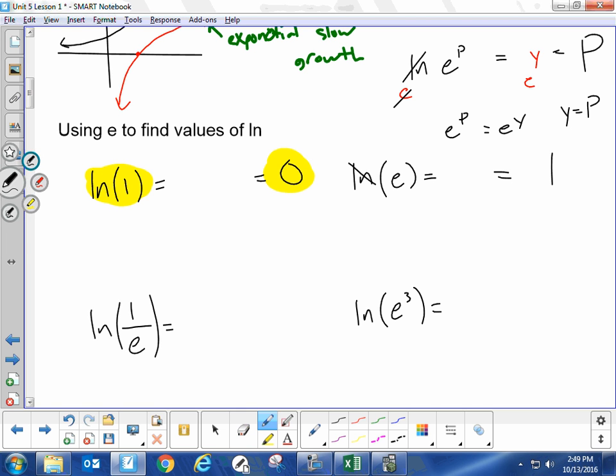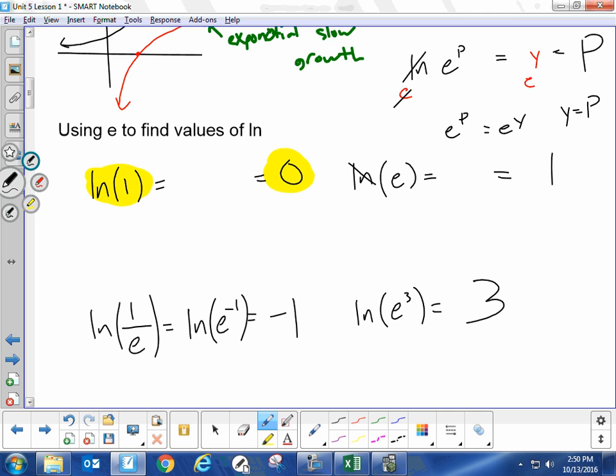The log of e cubed is just 3. Simple. The log and e essentially cancel each other out. Just leaves me 3. What about the log of 1 over e? What's that going to be? Negative 1 is correct because I can write 1 over e as e to the negative first, which is negative 1.